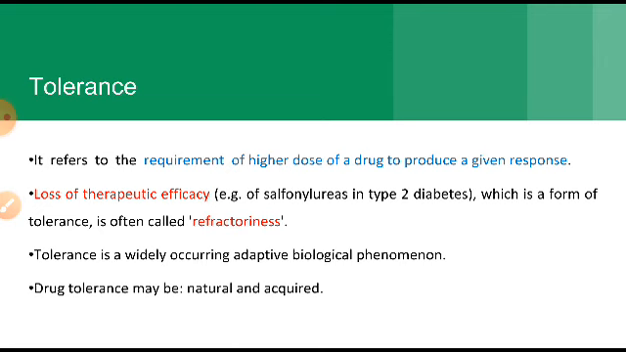It's called tolerance. It refers to the requirement of a higher dose of a drug to produce a given response. What does that mean? Suppose you are taking one drug, a painkiller of 100 mg dose. It gives you the effect, but you are taking it quite often and for a longer duration. Slowly the 100 milligram dose does not produce the same intensity of response. You won't get relief from your pain in the same duration or the same onset of action, or maybe it won't relieve the pain at all.